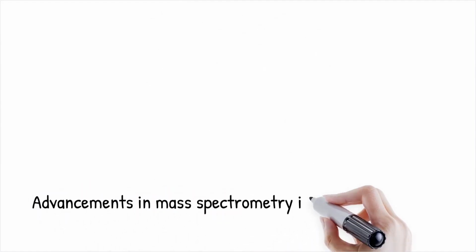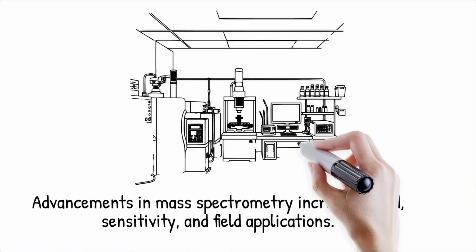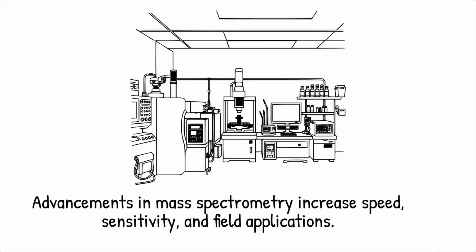Ongoing advancements in mass spectrometry are enhancing its speed, sensitivity, and accuracy. Innovations like ambient ionization techniques enable real-time analysis of samples without complex preparation, while miniaturized devices bring mass spectrometry to field applications.